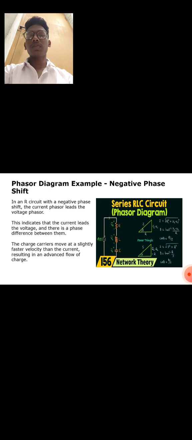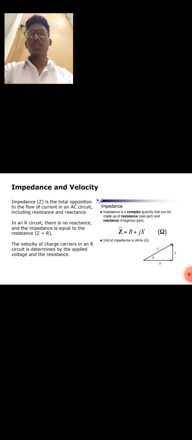Phasor diagram example: negative phase shift. In an R circuit with a negative phase shift, the current phasor is leading the voltage phasor. This indicates that the current leads the voltage and there is a phase difference between them. The charge carriers move faster than the voltage, so the current is advanced in flowing the charge. Impedance Z.